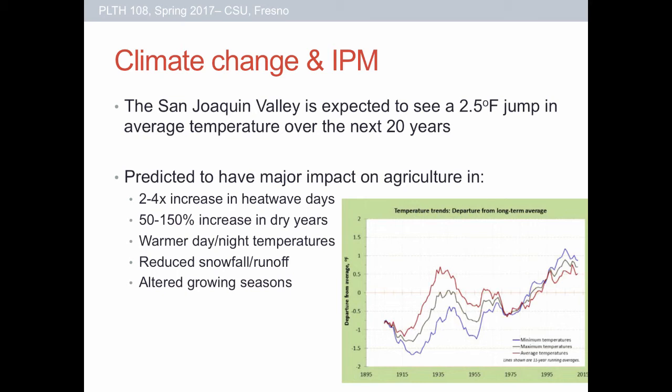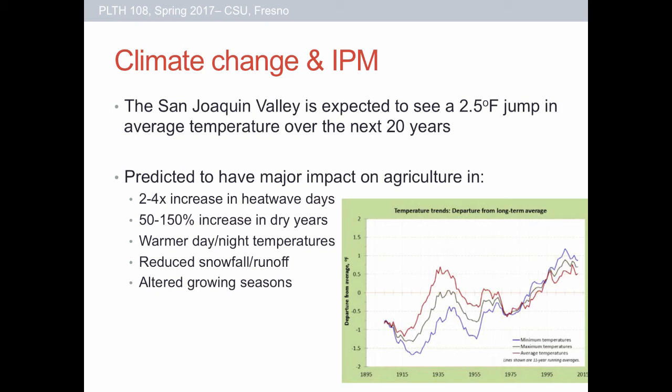Now, in the San Joaquin Valley, we expect these changes to be relatively acute in terms of the amount of rain that we get, as well as the number of hot days that we're going to suffer. So they're expecting about a 2.5 degree Fahrenheit jump within the next 20 years within this area. And while that might seem like a relatively small impact, the actual impacts on the climate are expected to be relatively substantial. We're talking 2 to 4 times more heat wave days over the course of the summer.